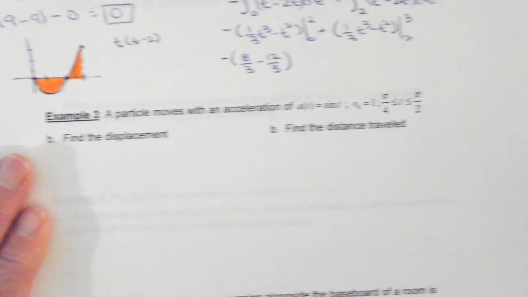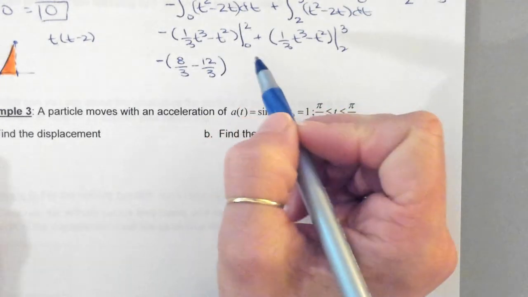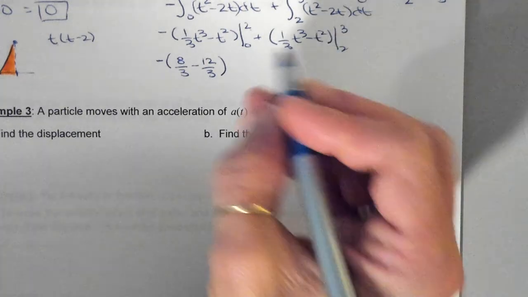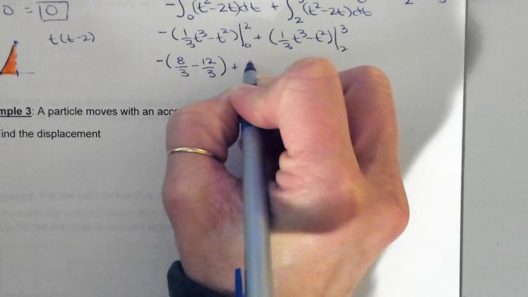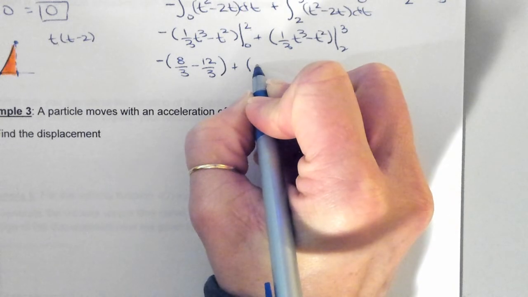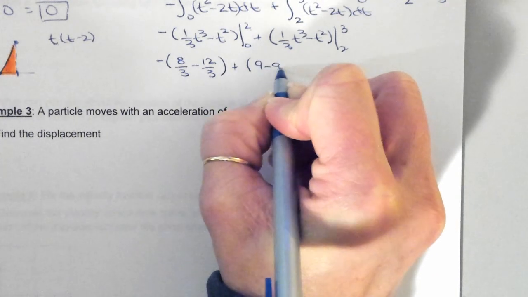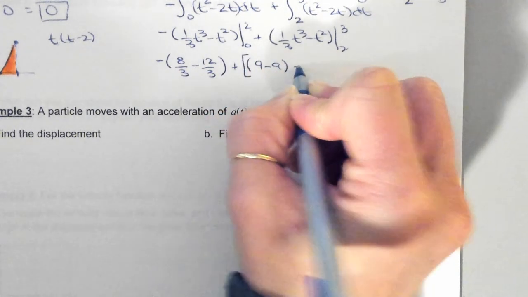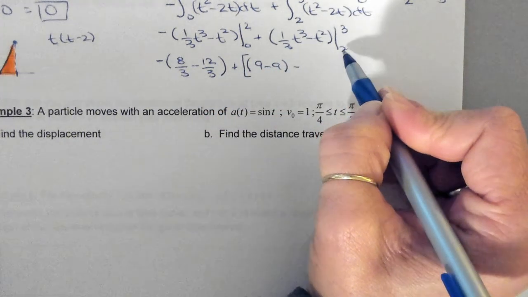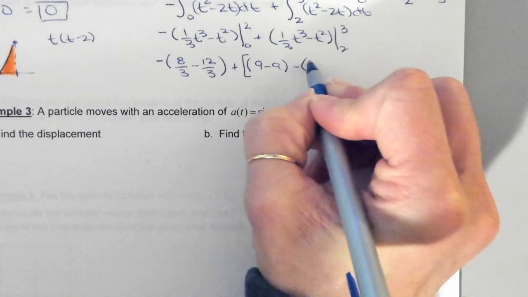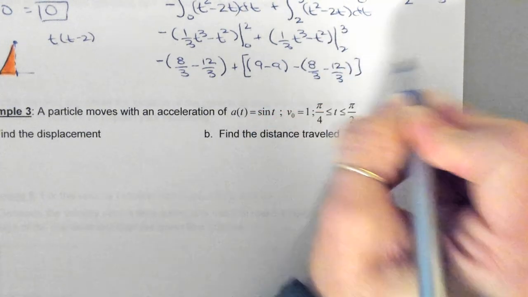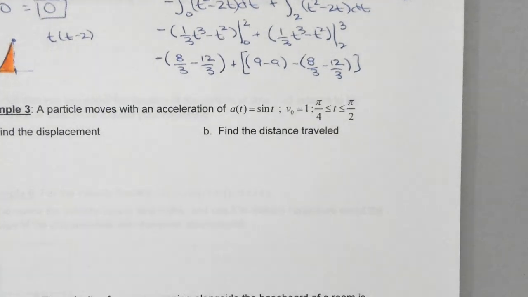It's negative, so that matches the graph, right? Okay, so then here, the good news is we already evaluated at 3. Remember? It's on the other side. So this is 9 minus 9. That's this part. And then this is minus, when I plug in 2, we got 8/3 minus 12/3. So we already did a lot of the work in the beginning.